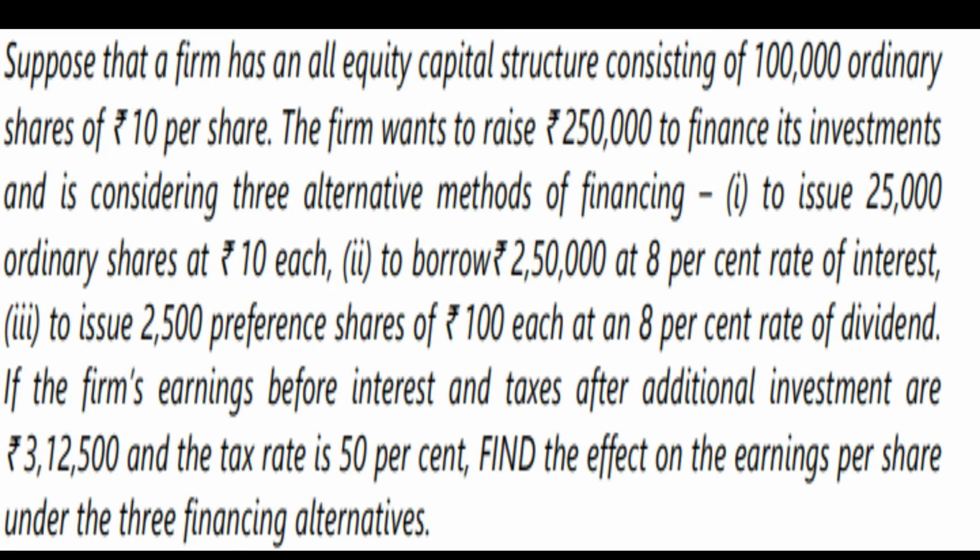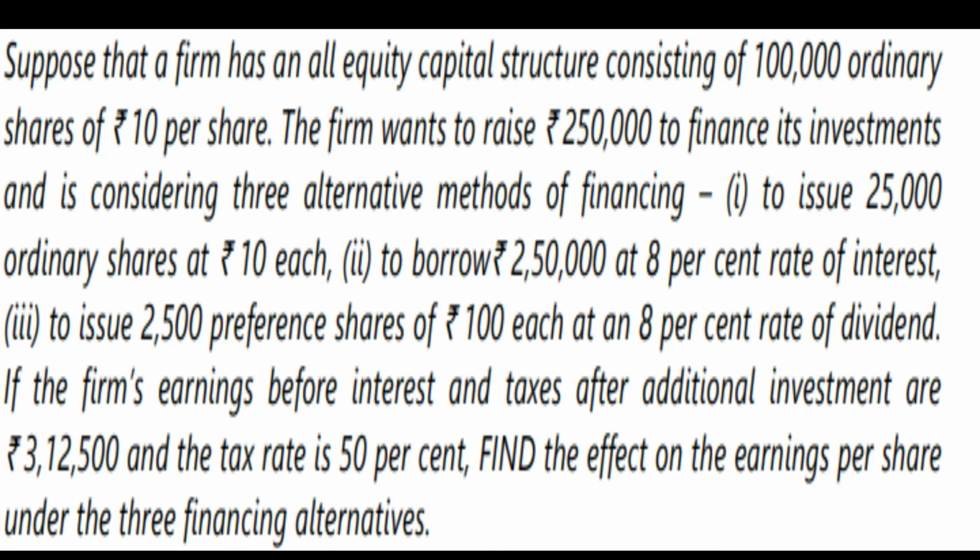Let's see the illustration. Suppose that a firm has an all equity capital structure consisting of 1 lakh ordinary shares of rupees 10 per share. The firm wants to raise 2,50,000 to finance its investments, and is considering three alternative methods of financing. The first method is to issue 25,000 ordinary shares at 10, that is nothing but 2,50,000. The second is to borrow 2,50,000 at 8% interest rate, that is nothing but the debt. The third is to issue 2,500 preference shares of rupees 100 each at 8% dividend rate.